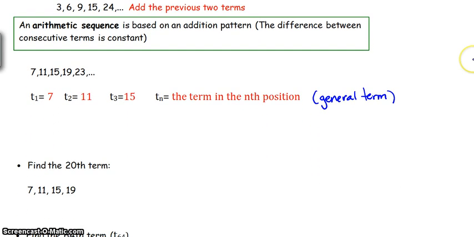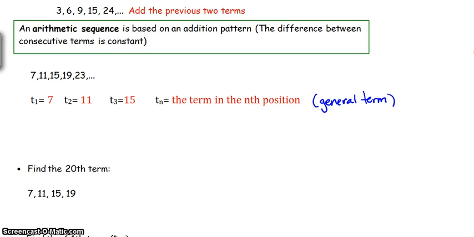If I gave you this sequence and asked you to find the 20th term, could you do it? Yeah, you could just keep adding 4 until you get there. But in math, we like shortcuts. Can we find a shortcut to get to that 20th position? Well, let's just focus on these 4 first. How did we get to this 4th position? We added the same number.